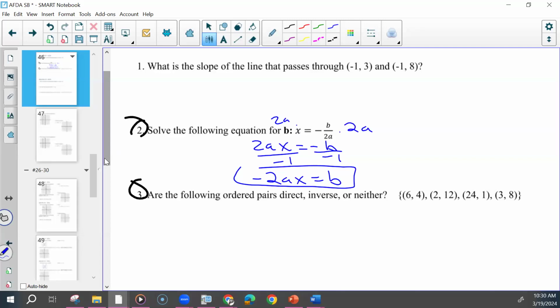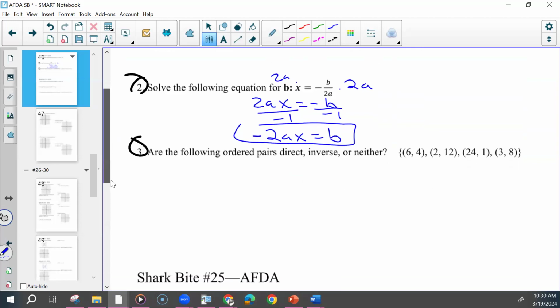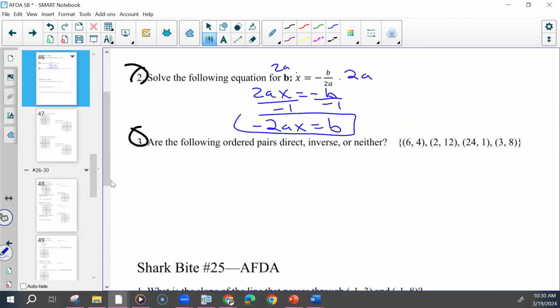Okay. Then for number 3, are the following pairs direct, inverse, or neither? Let's take a guess first. Do we think they're direct or inverse? Okay, so if they're inverse, we could multiply these. If we get the same number, that would be inverse. So 6 times 4 would give us what? 24, 2 times 12, 24, 24 times 1, and 3 times 8. So that was the same. This is inverse.